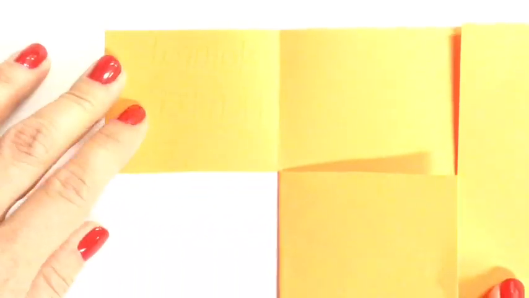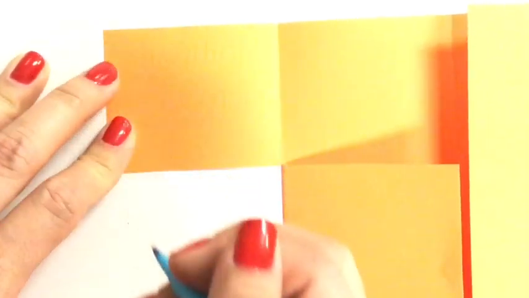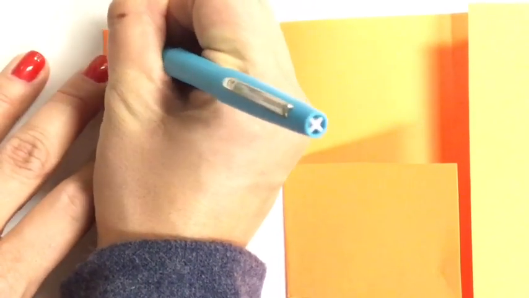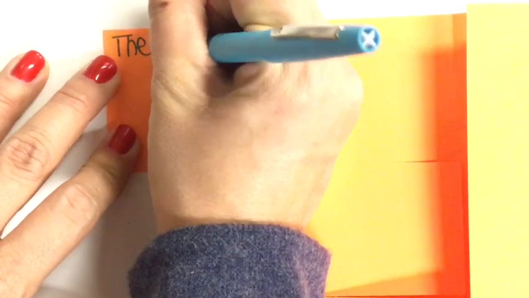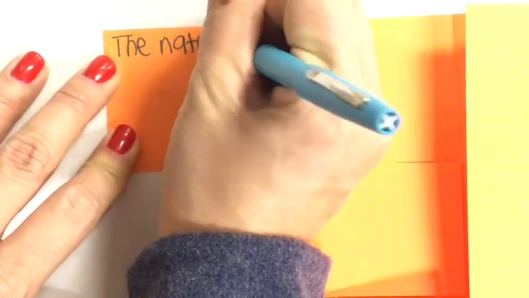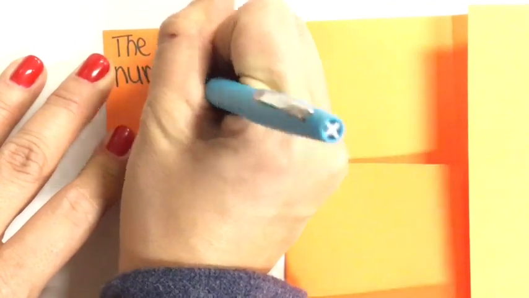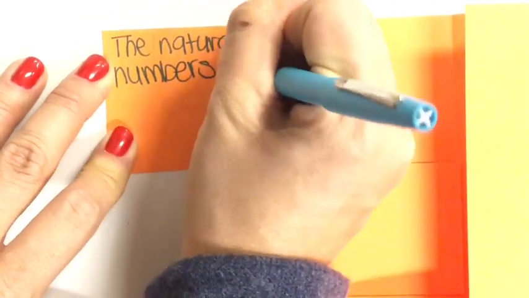So natural numbers are the counting numbers. So that's going to be your definition. The natural numbers are the counting numbers.